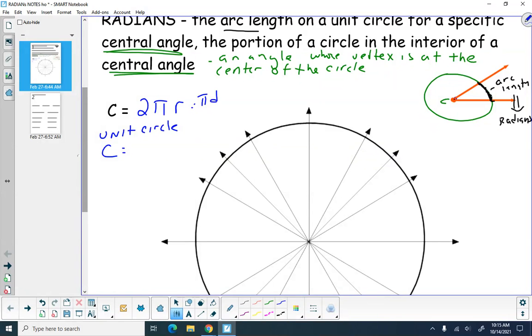Well, if I have a unit circle, Braylon, what's the radius? 1. So what's the circumference? How would I do it? 2 times pi. And we can leave it like that. We don't have to multiply 2 times 3.14, approximately 3.14157182818. We don't have to multiply that out.